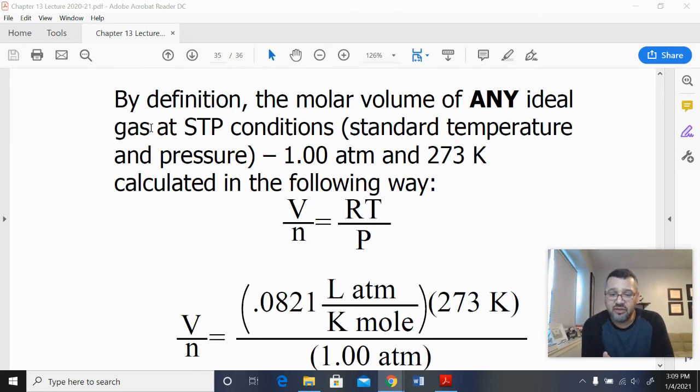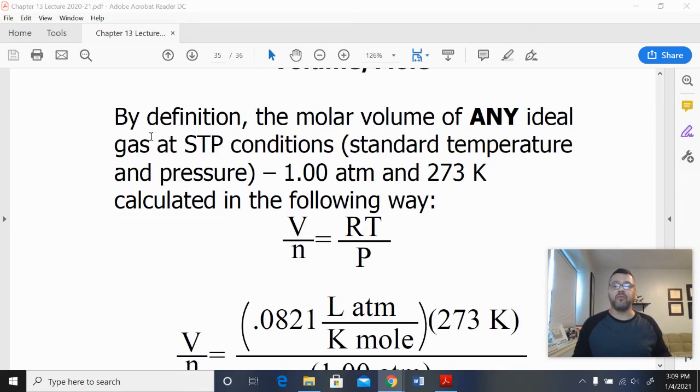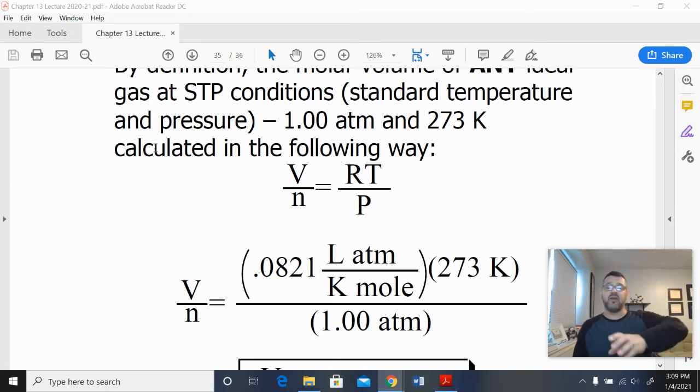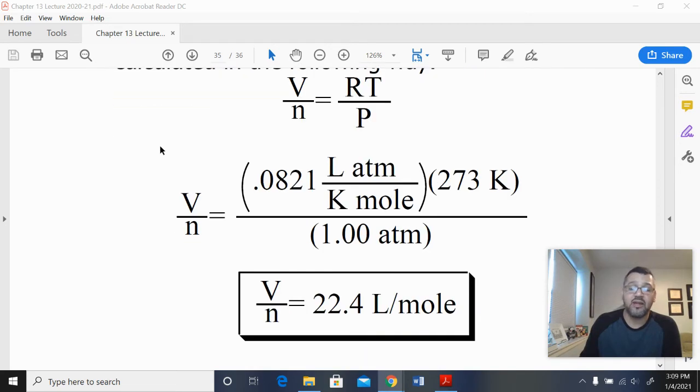And if we take PV equals nRT and solve it for V over n, which is molar volume, right? Volume per mole, you plug in the values of R and T and P at STP conditions, you get 22.4 liters per mole. So it turns out that for any ideal gas, the molar volume of a gas is 22.4 liters in 1 mole. Doesn't matter what gas you have, as long as it's an ideal gas and at STP conditions, it occupies a volume of 22.4 liters per mole.